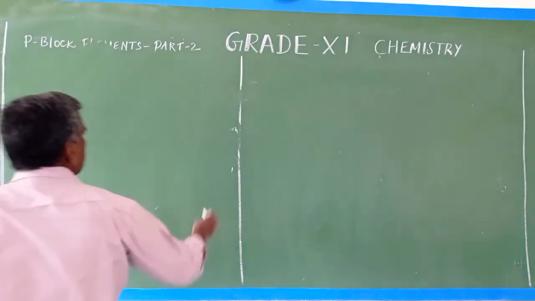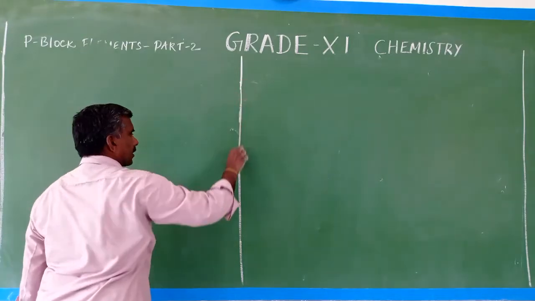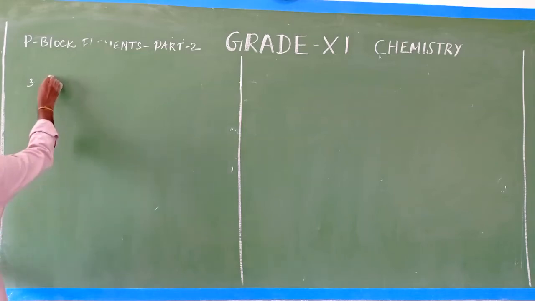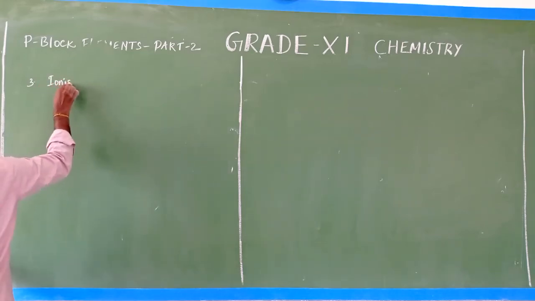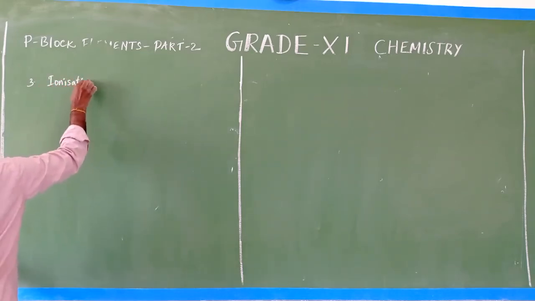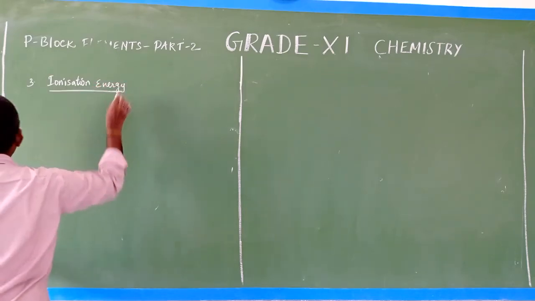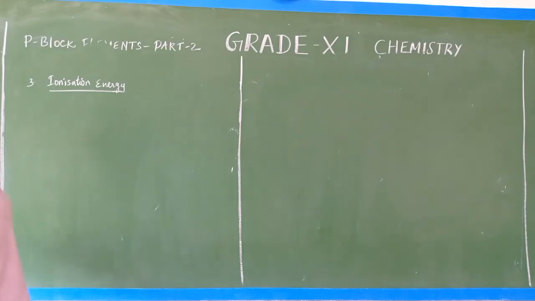Third property is ionization energy. First, electronic configuration, atomic and ionic radius. Second, atomic and ionic radius. Third, ionization energy.